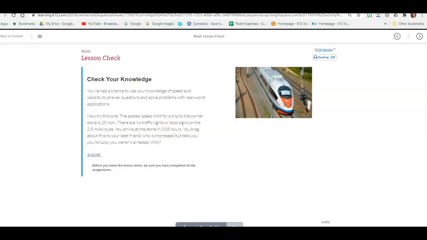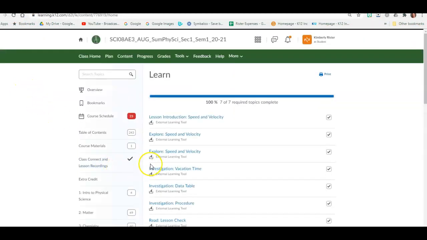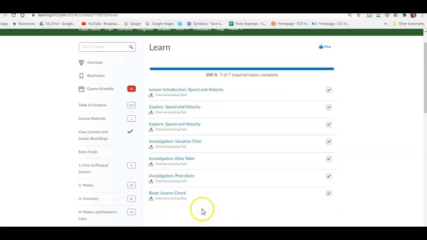All right, so that is the end of the lesson. And if we go back up here, just to show you guys what this looks like again, we've gone through all of these. It does ask you, you're talking about the vacation. It shows you a data table. It gives you a procedure. There is not a worksheet to complete on this. There's nothing to submit. It's kind of worded a little bit tricky.